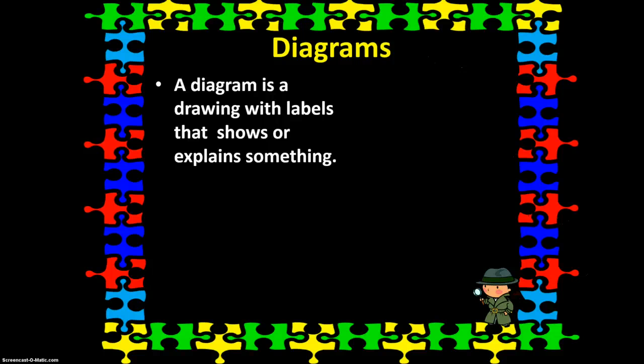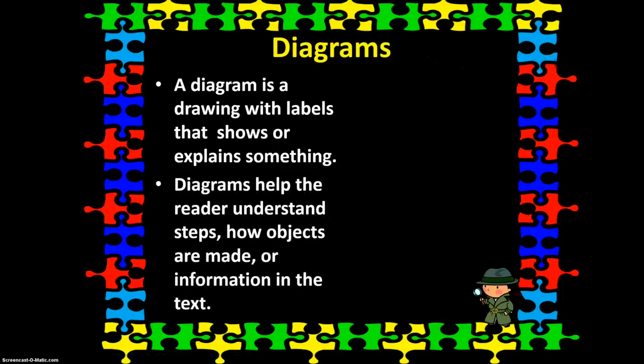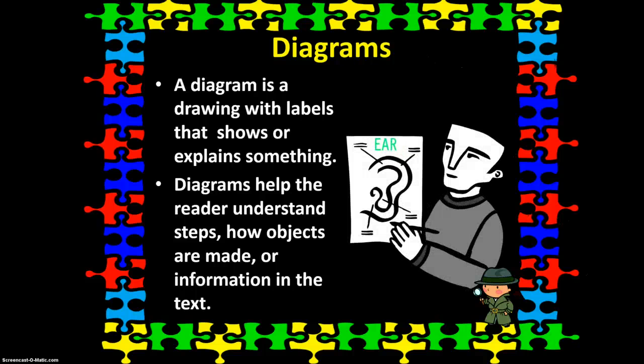And then we also have diagrams, and a diagram is a drawing with labels that shows or explains something, and they help the reader understand steps, how objects are made, or information in the text. So we have a diagram here of an ear, and then different parts of the diagram are labeled. So this is one of the parts of the ear, here's another part, here's another part. So the diagram of our ear has all the different parts labeled, and diagrams in the text will help you understand what a picture has in it, what's happening in the picture, and whatnot.